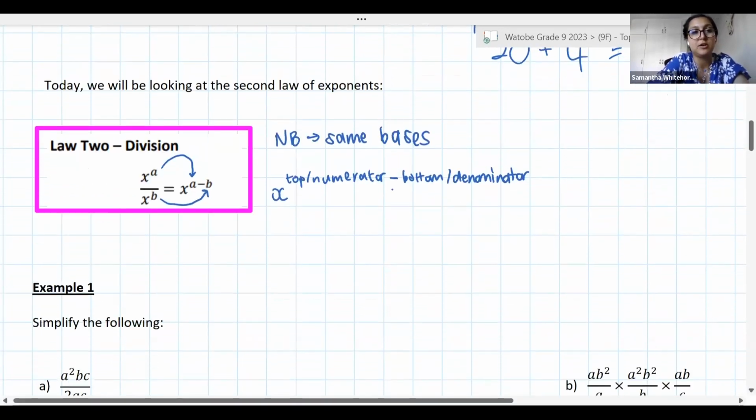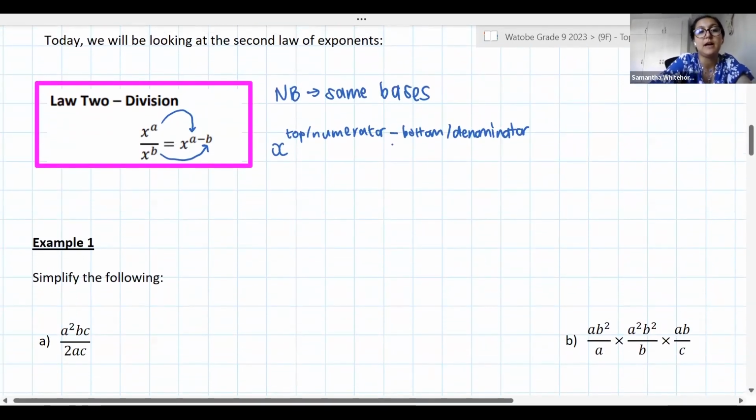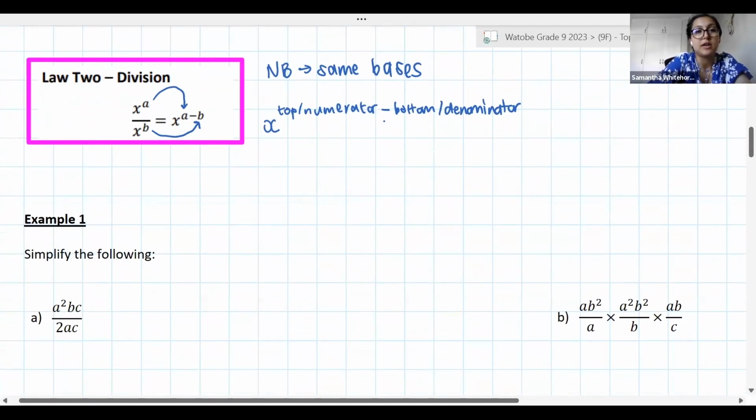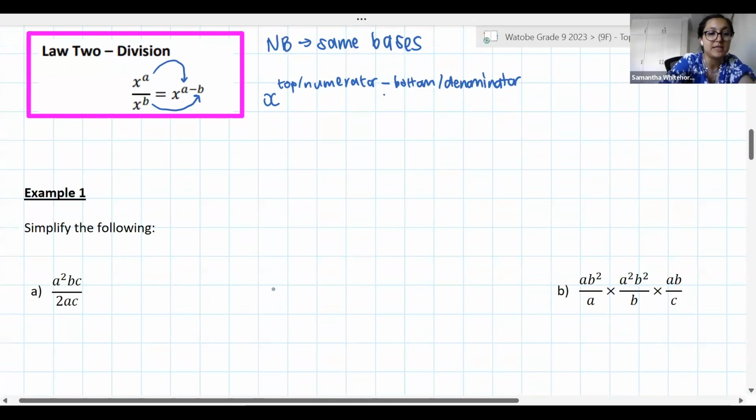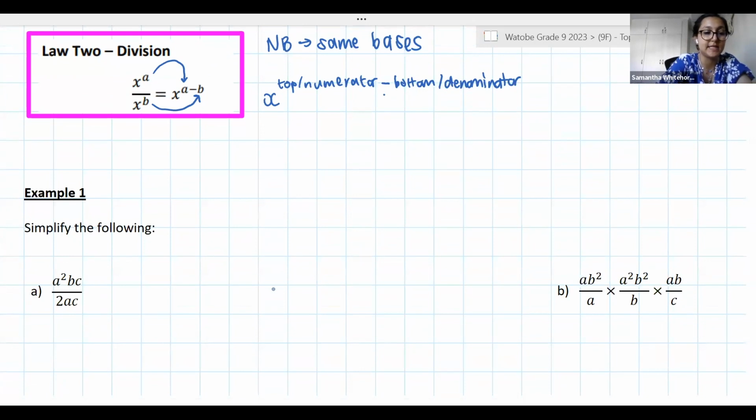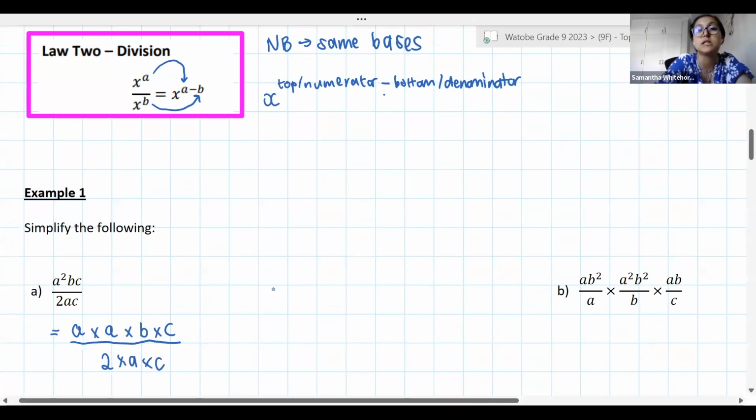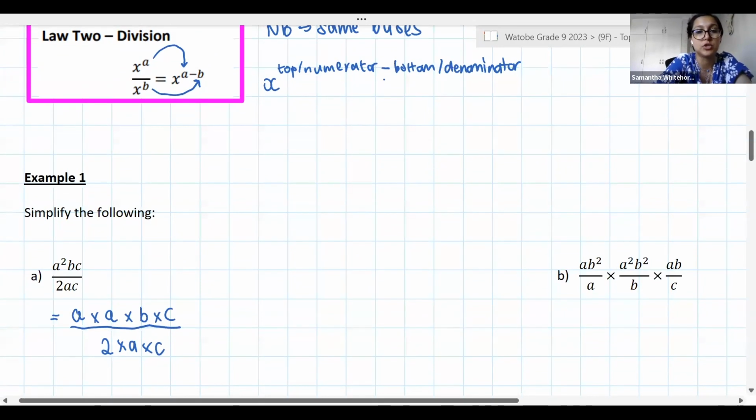So if we have a look at our first example, I'm going to leave that definition and that law there for us. And we look at our first example. What we have here is a squared times bc divided by 2ac. So if I expand this, I can say a times a times b times c, all being divided by 2 times a times c. Okay, now the reason I'm doing this is just to show you why the division law is true.